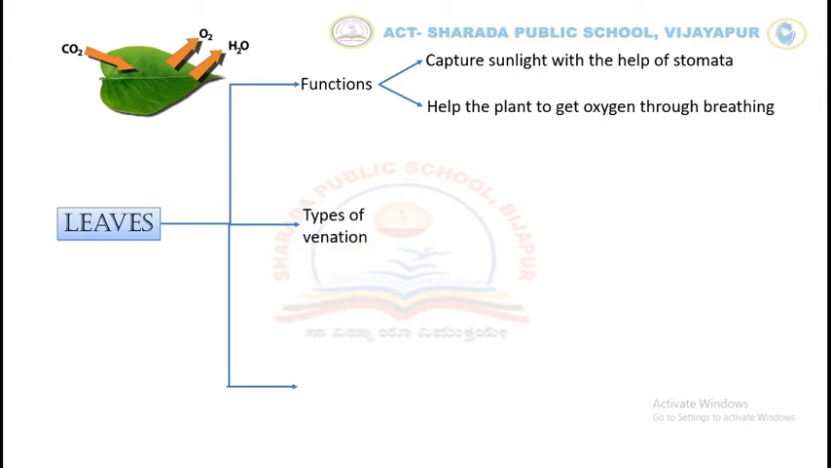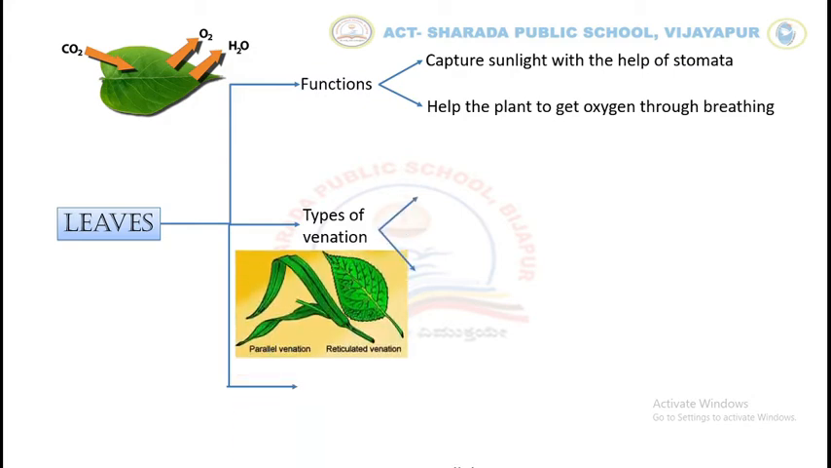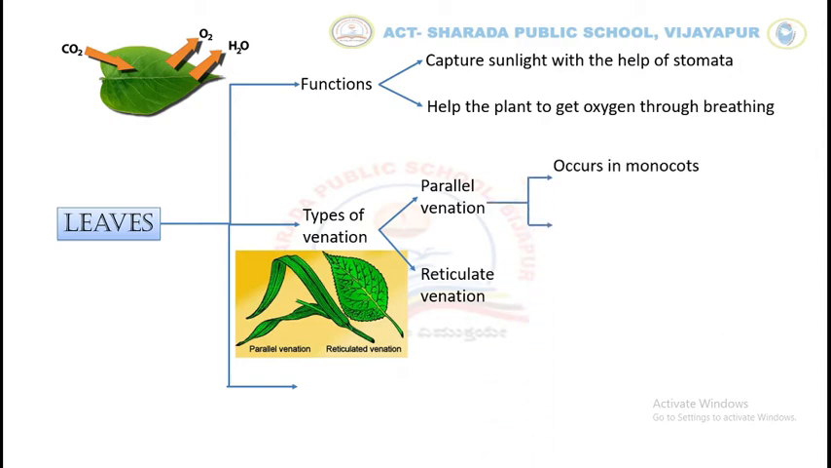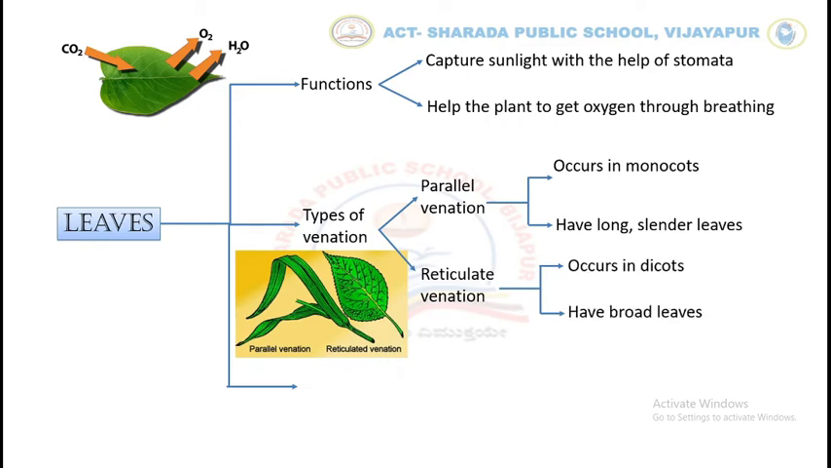There are two types of arrangement of veins in the leaves. They are parallel venation and reticulate venation. Notice how the veins are parallelly arranged in the parallel venation, whereas the veins are branching in reticulate venation. The parallel venation occurs in monocots and they have long, slender leaves, whereas the reticulate venation occurs in dicots and they have broad leaves.